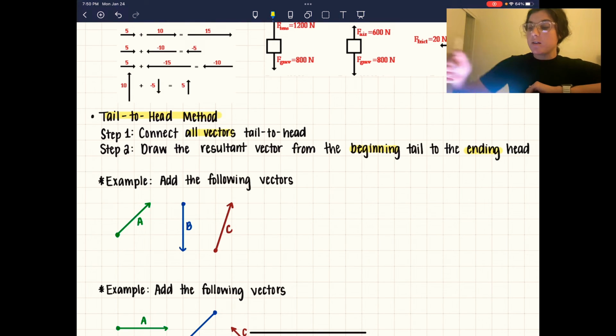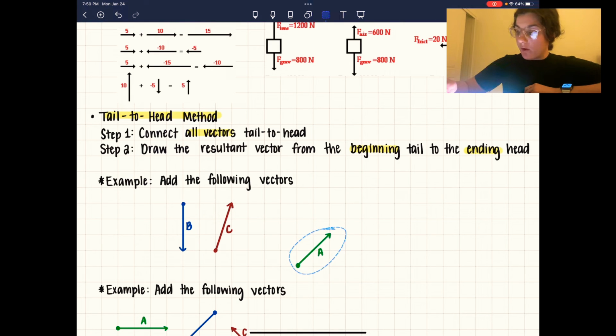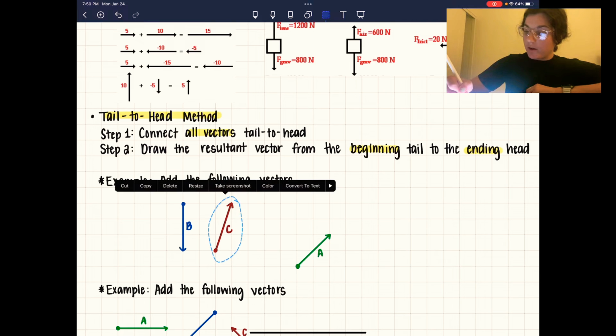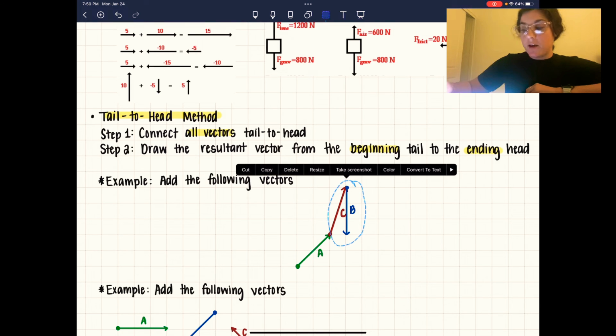We've got vectors A, B, and C here. If I wanted to add these three vectors up, I would have to connect them tail to head. So I'm going to move them somewhere where I've got more space. If I wanted to start with vector A, I could start with vector A here. And if I wanted to connect vector C, for example, I would have to connect vector C's tail to the head of vector A. So it's very specific here that it's tail to head. And then I would connect vector B in the same manner: vector B's tail to vector C's head.